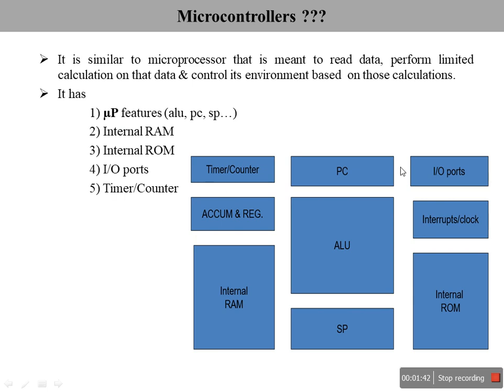This is a typical generic block diagram of a microcontroller. You have timer, counter, program counter, IO ports, interrupts and clock, internal ROM, a stack pointer, internal RAM, accumulator and some working registers. And inside we have the ALU, the arithmetic and logical unit.